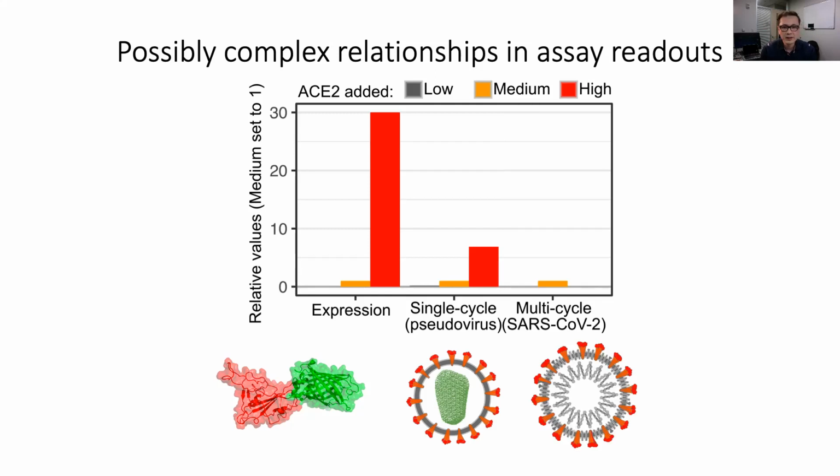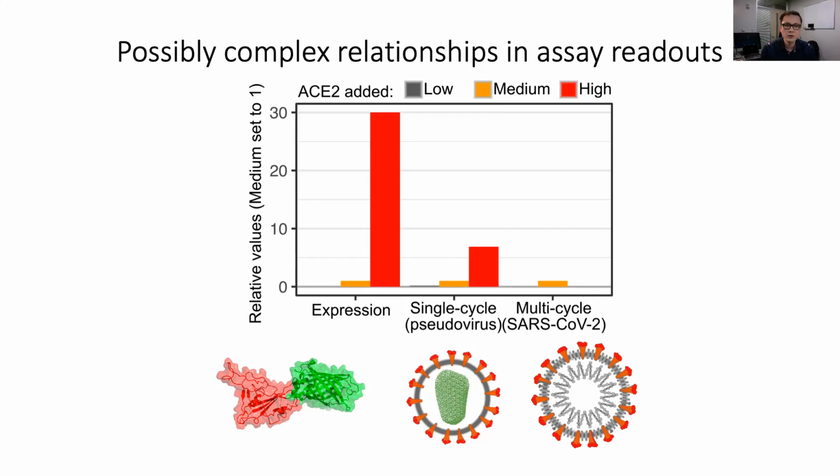Well, something that surprised us was when we saw a far more complex relationship with multi-cycle SARS-CoV-2 spreading assays, where sure, having a medium level of ACE2 was really important for infectivity and gave us a lot more spread than the low condition. But there was apparently such a thing as too much ACE2, as the high level actually supported less viral spread than that medium level.